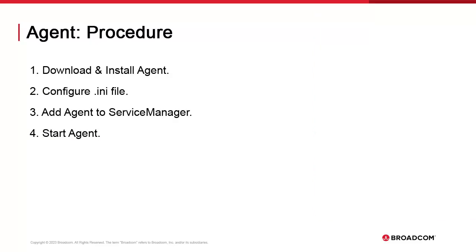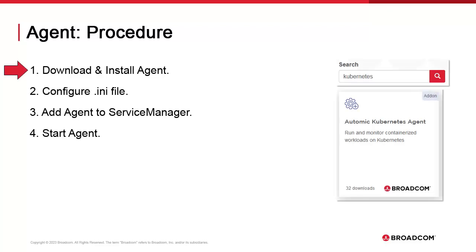The installation and configuration procedures are as follows. First, you download the agent from Marketplace. A simple search on the term Kubernetes produces several results: Helm charts, action pack, OpenShift plugin extension, and finally the agent, which is the one you need. The package contains all the necessary elements for both Unix and Windows systems. Configure the ini file. We'll look at this in a minute.